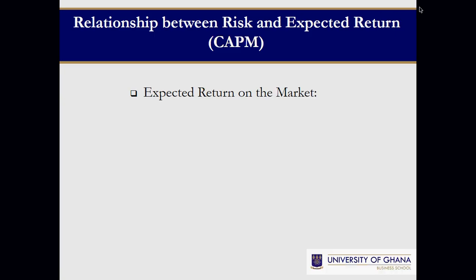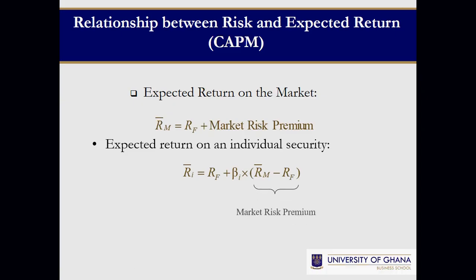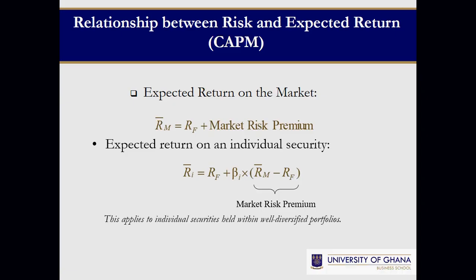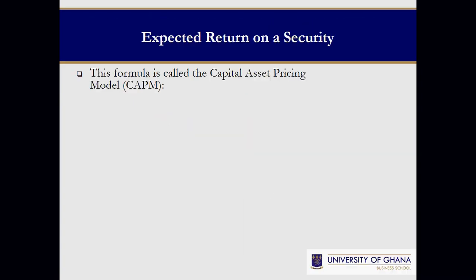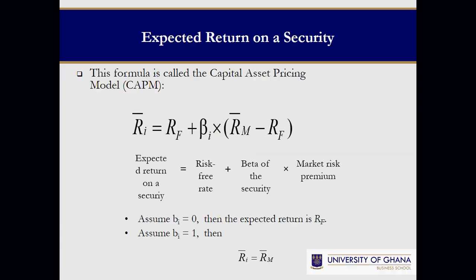Relationship between risk and expected return, CAPM. So RM is equal to RF, which is the risk-free rate, plus the market risk premium. So the market risk premium is basically RM minus RF. That's what we are seeing here, where RM is the market return and RF is the risk-free rate. This applies to individual securities held within a more diversified portfolio.